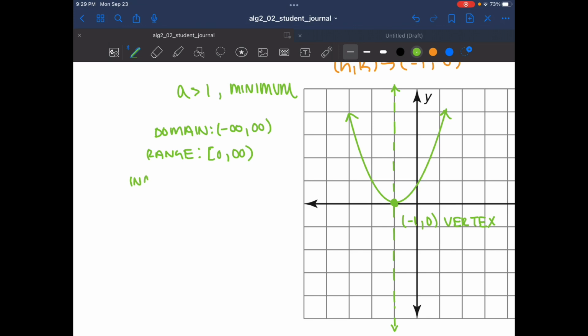The next thing that we're going to find is the increasing. So I'm increasing from negative 1, and then forever on after that in a positive direction, because it's going towards positive infinity. So that's going to be negative 1, positive infinity. And then I'm decreasing from negative infinity to negative 1.